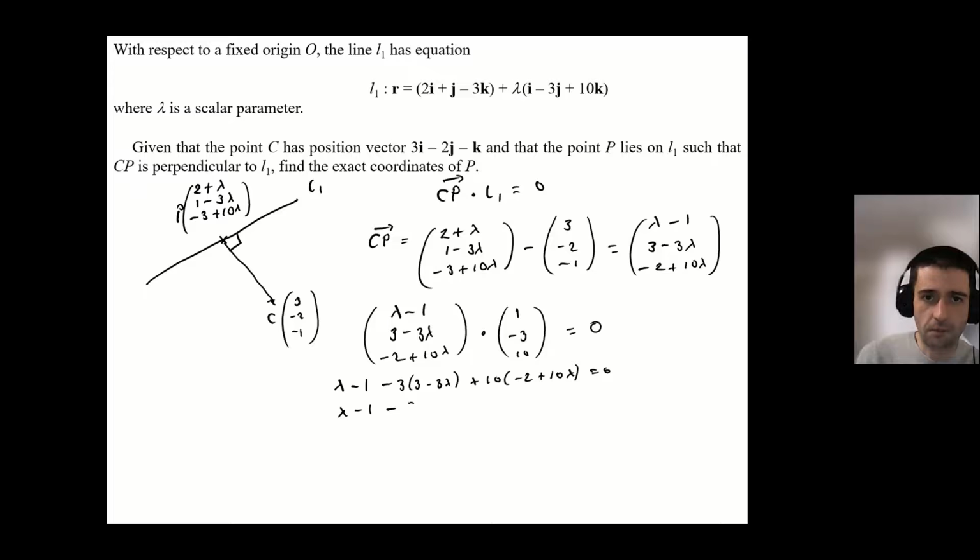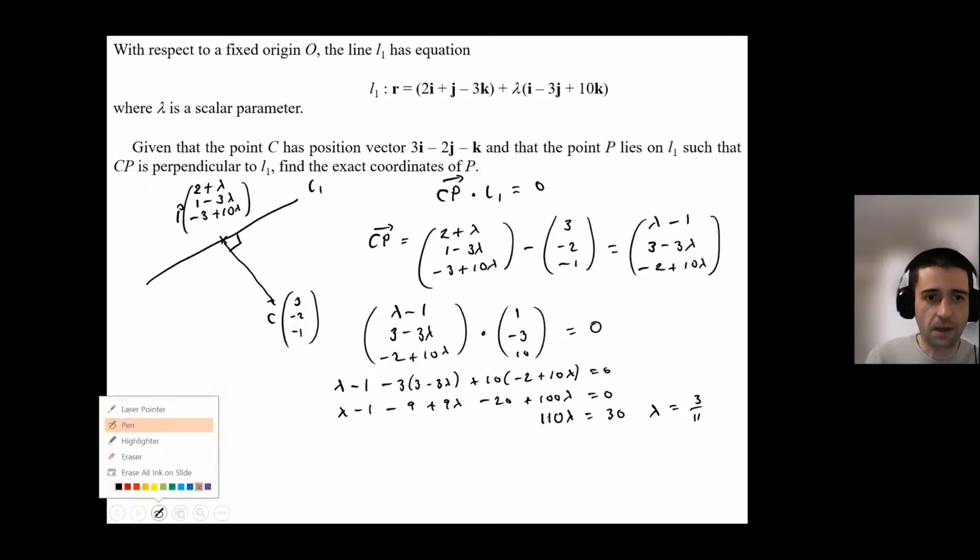So lambda minus 1 minus 9 plus 9 lambda minus 20 plus 100 lambda equals 0. Let's tidy that up here. I've got 110 lambda equaling 30, which means that lambda is the rather beautiful 3 over 11. I've found lambda, so I need to substitute that into P to find my position vector of P. I'm just going to do that over here in a slightly different color.